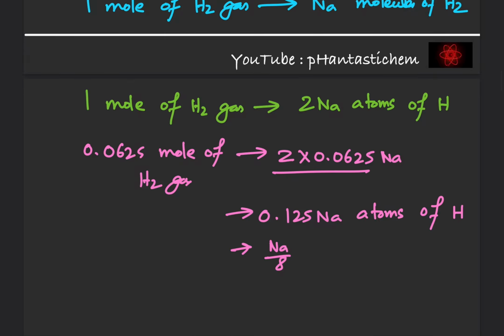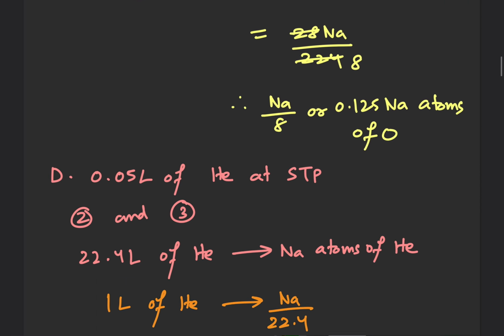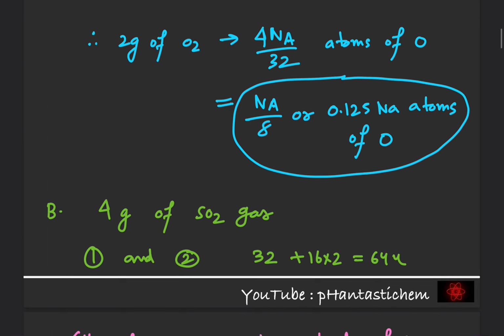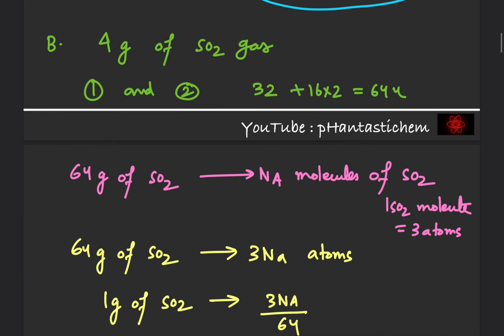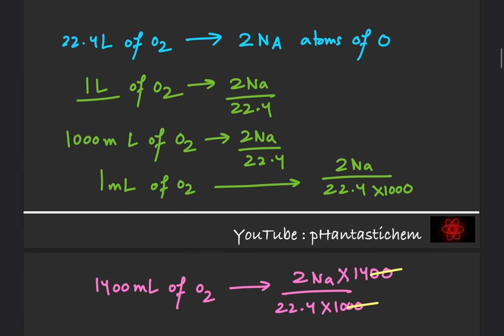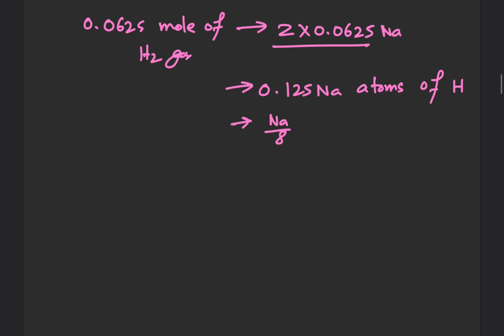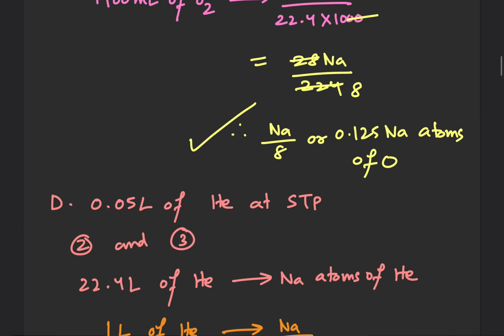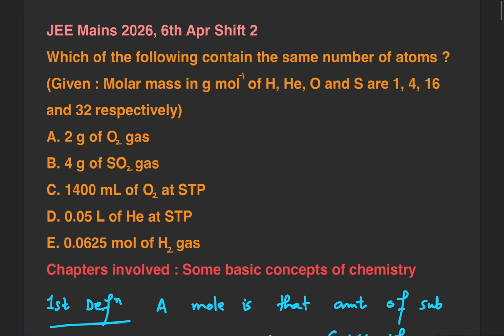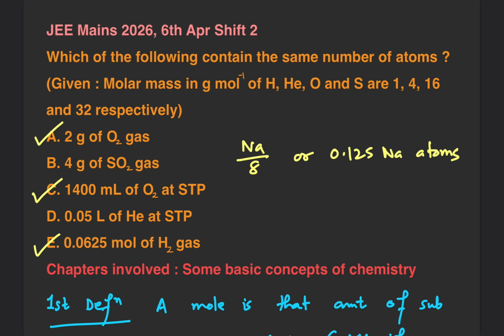So you can see the options having the same number of atoms are: A has Na by 8, then C also has Na by 8, and E also has Na by 8. So the answer is A, C, and E. All three of them contain Na by 8 or 0.125 Na atoms in total.